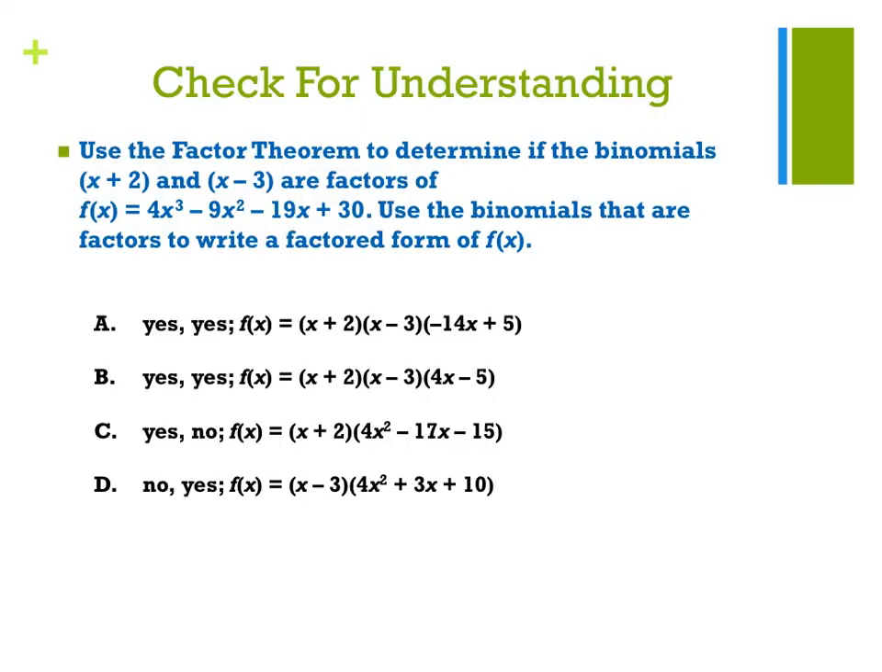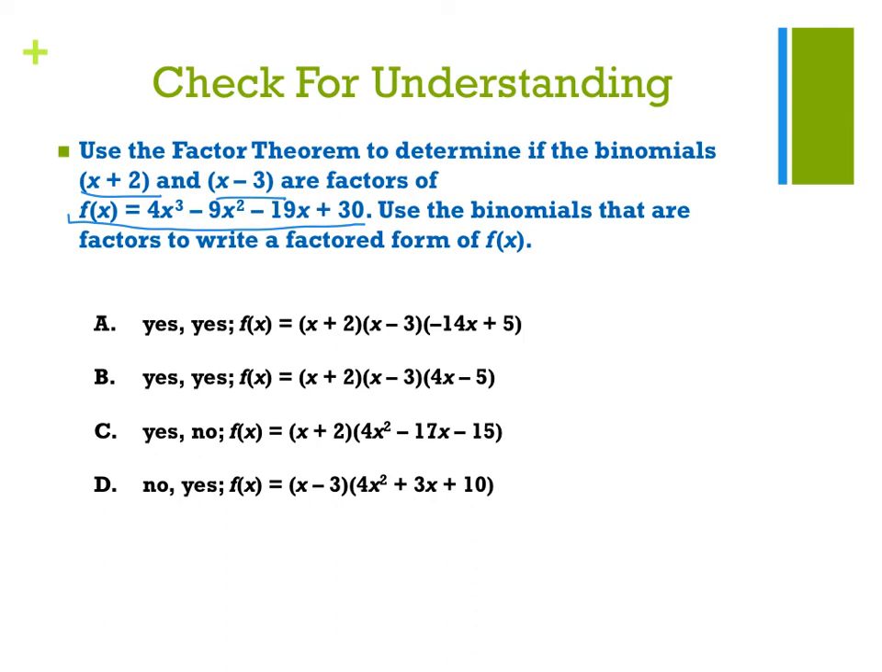Alright, so it's time to check your understanding. We are going to use the factor theorem to determine if the binomials, remember binomial means two terms, so x plus 2 and x minus 5 are factors of the polynomial function f of x equals 4x cubed minus 9x squared minus 19x plus 30. We're going to use the binomials that are factors to write a factored form of f of x. So you have four choices, A, B, C, and D.